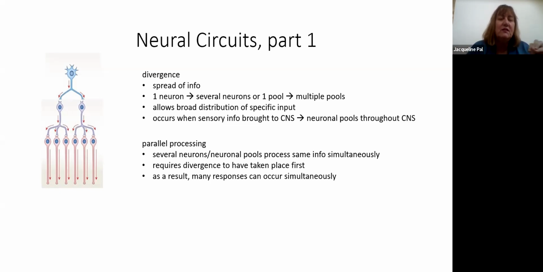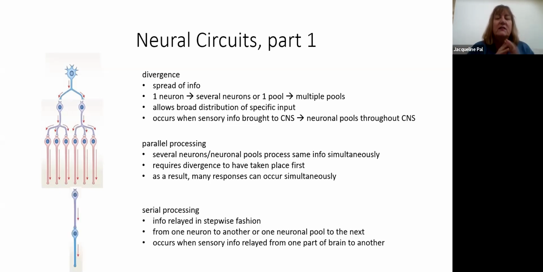And then the third type of circuit on this page is what's called serial processing, where information is relayed directly from one neuron to another neuron to another neuron to another neuron, okay? Or one neuronal pool to another neuronal pool to another neuronal pool to another neuronal pool. And this is what's happening, for instance, when we're having sensory information relayed from one part of the brain to another, from the primary somatosensory post-central gyrus to the sensory association area to more specific areas.